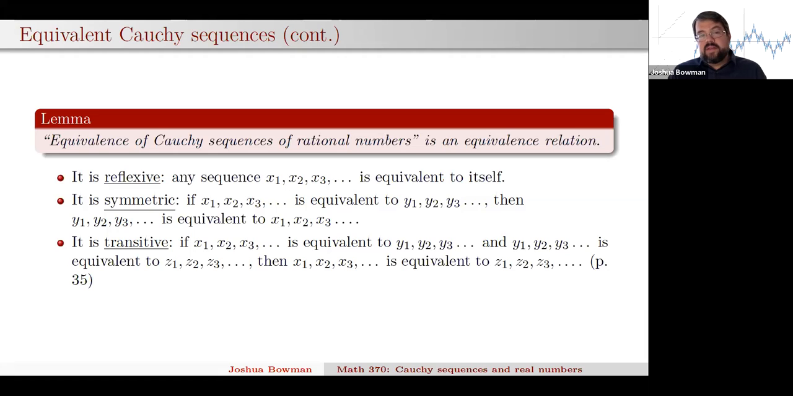Now, the book says that these two properties should be obvious to see. I don't like using that word. I prefer to stay away from it. But you should think about why these properties follow from the definition that we've given. And then the third property is that in the equivalence relation, the relation must be transitive. So that means that if we have three sequences, and the first is equivalent to the second is equivalent to the third, then the first is equivalent to the third. And there is a proof of that property in the book.